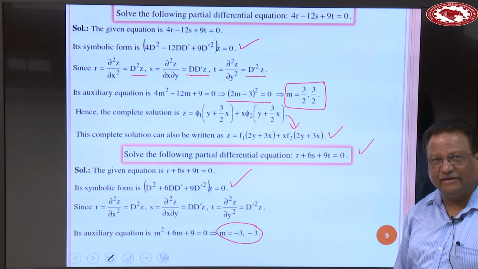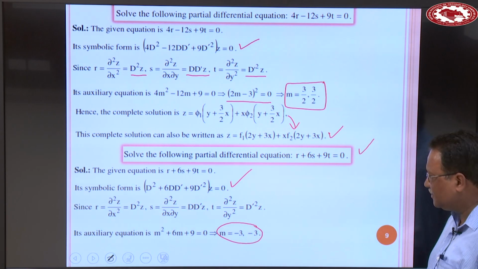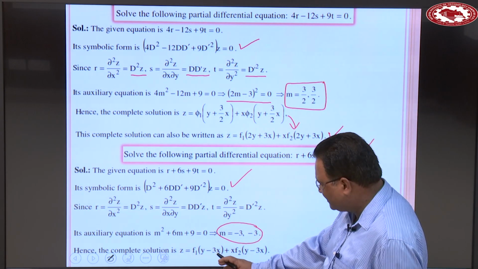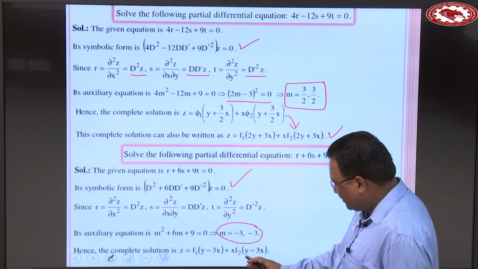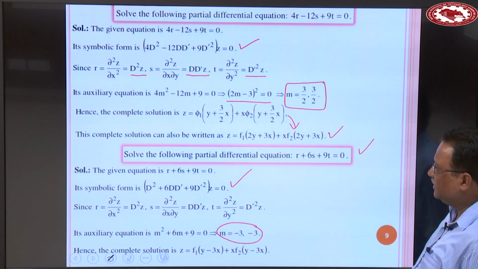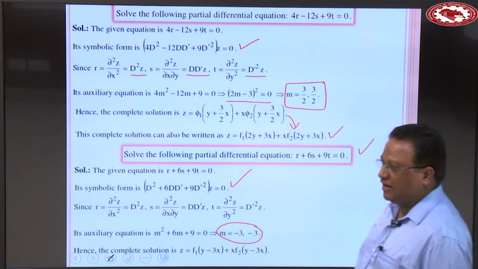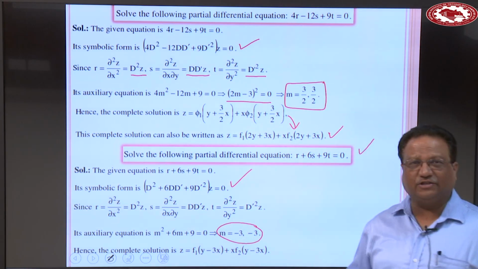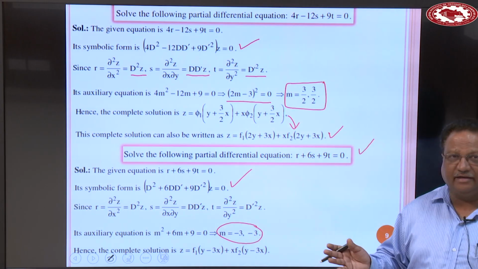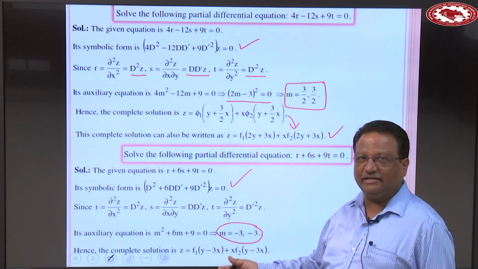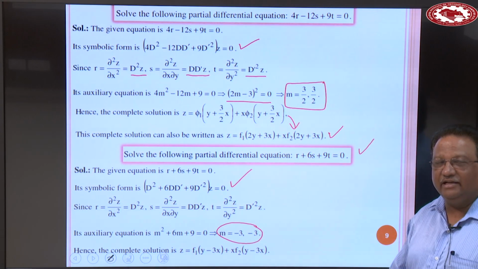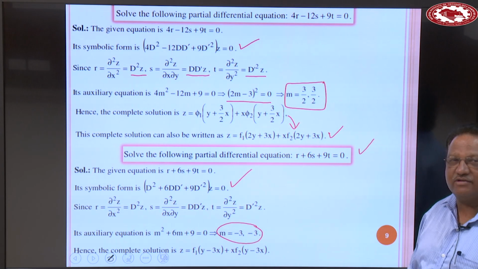Two equal roots. In this case, we get two equal roots of the auxiliary equation. Then what is the solution? Solution is z is equal to function of (y minus 3x) plus x function of (y minus 3x). So that one is the solution of this type of differential equation. Okay, so if you have distinct roots, how do you write the solution, right? And if you have equal roots, how do you write the solution, okay? And this methodology, this process, is all applicable for homogeneous linear partial differential equations with constant coefficients.